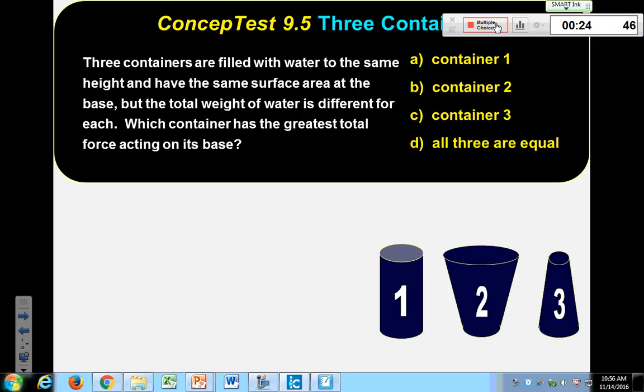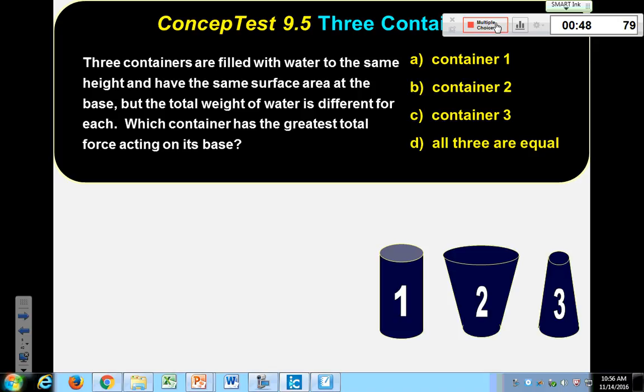Actually, no, I don't like this question. Let's just say the answer is D, and I'll tell you why, but I'll also tell you why I don't think it's right. So we'll go ahead and put D. All three are equal. This might be right if we were dealing just with 1 and 2. Those should have the same pressure acting upon them, right?